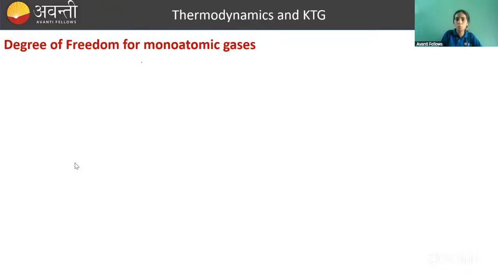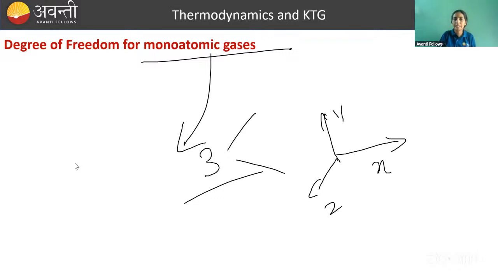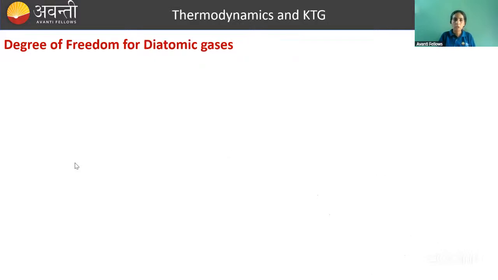डिग्री ऑफ फ्रीडम फॉर मोनोएटॉमिक गैस के लिए डिग्री ऑफ फ्रीडम कितना होता है? 3. एंड ऑल दिस 3 आर ट्रांसलेशनल डिग्री ऑफ फ्रीडम. यानी कि if there is monoatomic gas, it can move along x axis, y axis, z axis. So it has 3 degrees of freedom. So for one mole of monoatomic gas, how much energy will be there? 3/2 RT. ठीक है.